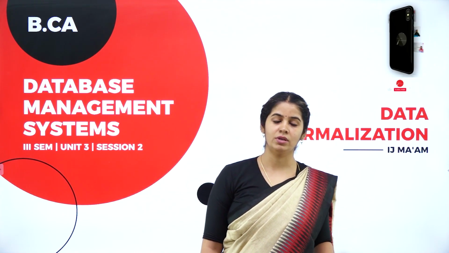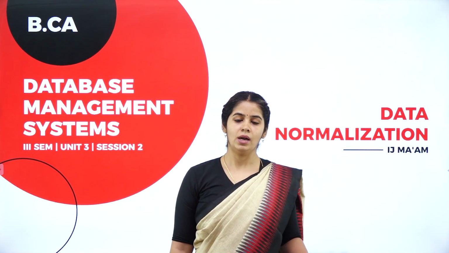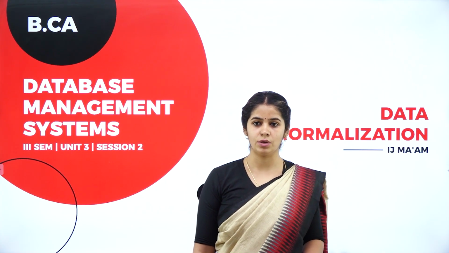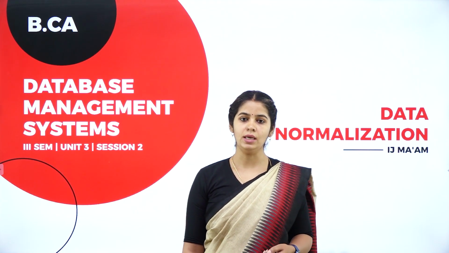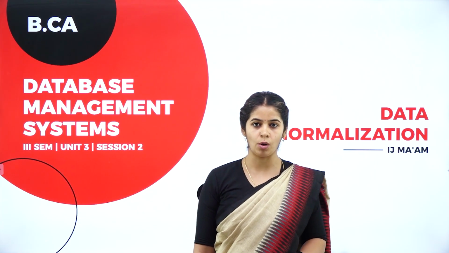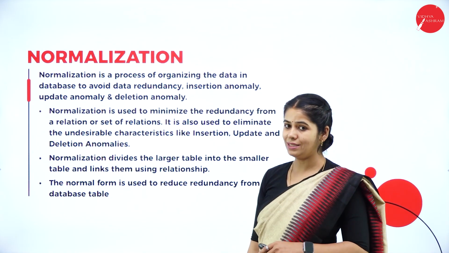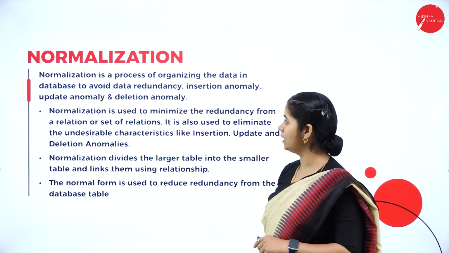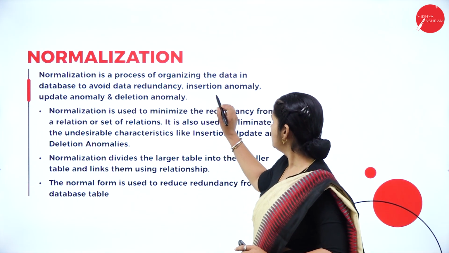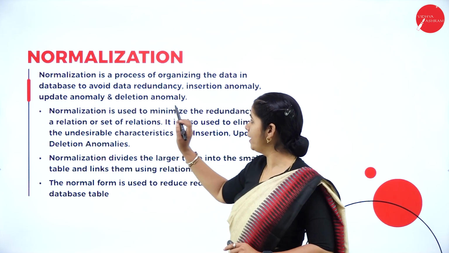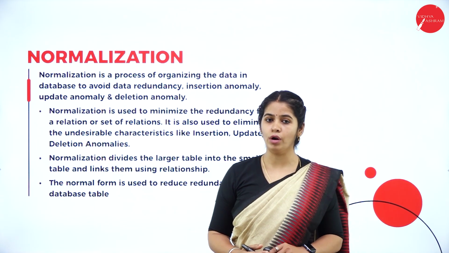In the previous session we have discussed what is anomaly, inconsistency, what is redundant data, everything. Now we are going to discuss normalization. Why we are using normalization? To reduce the redundancy in the database, we have to use normalization. Let's have the definition for normalization. Normalization is a process of organizing the data in the database to avoid redundancy, insertion anomaly, updation anomaly and deletion anomaly. This is the definition for normalization.